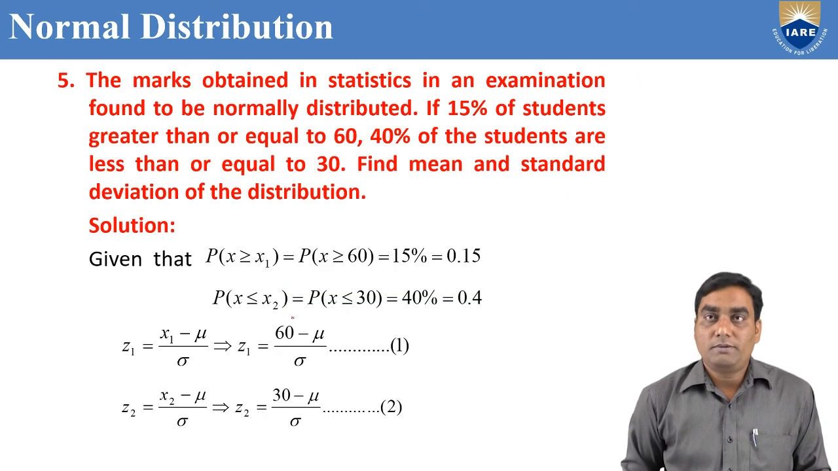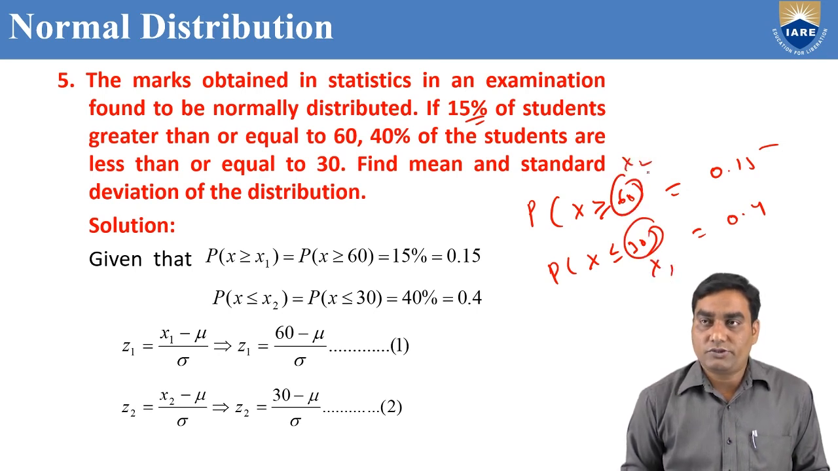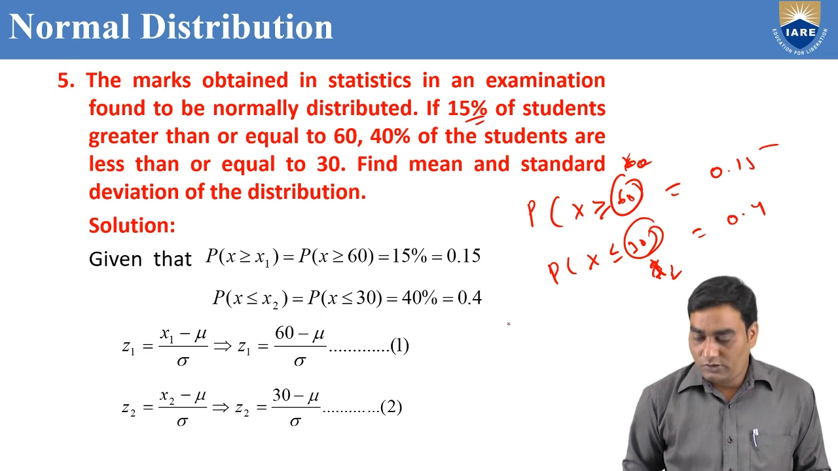Okay. Similarly, the same kind of question here also. The marks obtained in statistics in an examination are found to be normally distributed. 15% of the students are greater than or equal to 60. P of X greater than or equal to 60 is 15%. 40% of the students are less than or equal to 30. So assume this is X1, whatever it is, X1, X2. X1 is 60, assumed, no problem. X2 is 30. You can solve by taking the values according to the table.